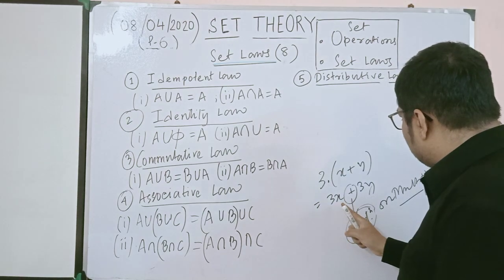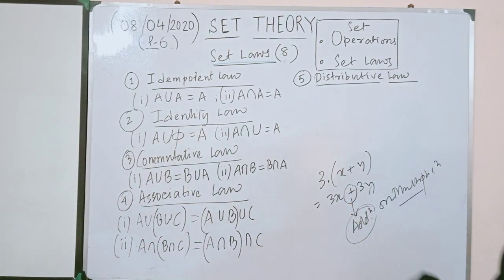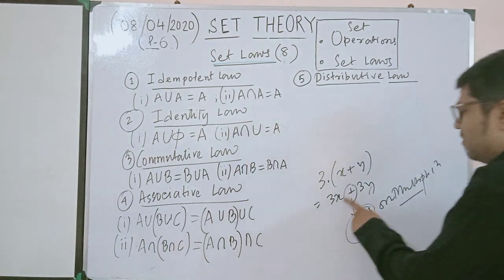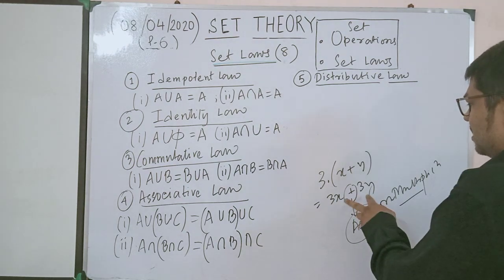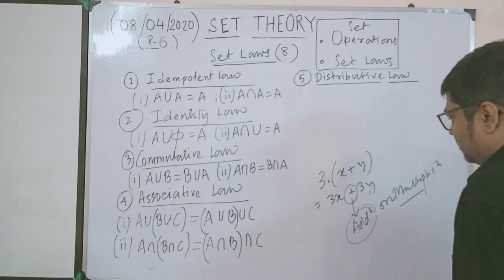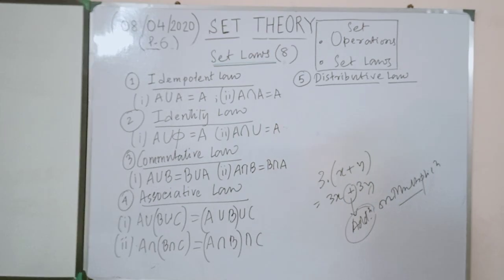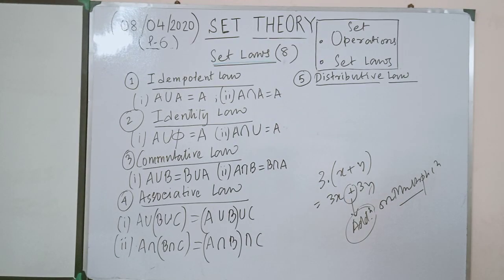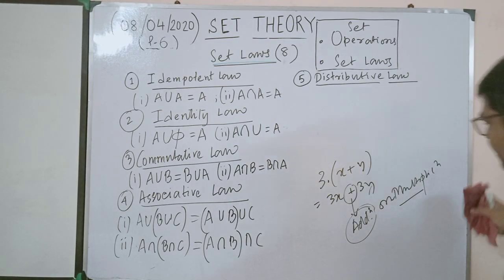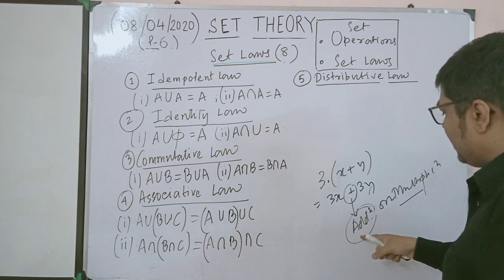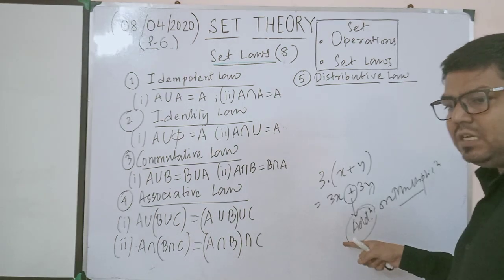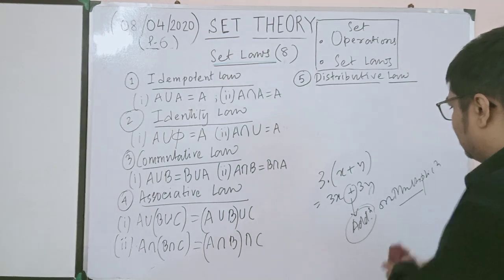So distribution of multiplication over addition. So we do this thing. I'll give you the same example. And in another word, I'll say that addition on multiplication.